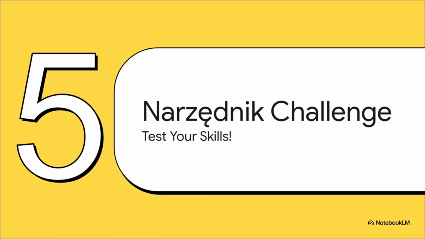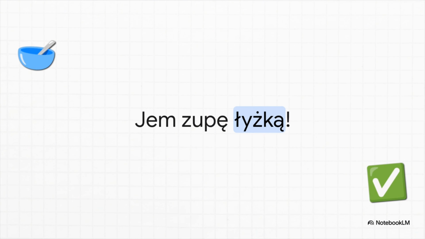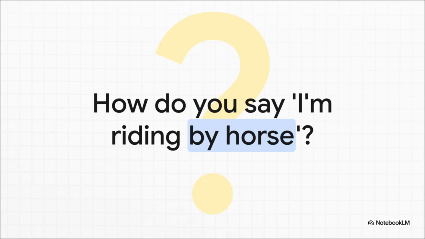It's time to put your new tool to the test with a little narzędnik challenge. Are you ready? Okay, first up, speed round. You're eating soup. Your tool is a spoon. In Polish, that's łyżka. So how do you say it? Go. Yes. Jem zupę łyżką. You got it. That feminine noun łyżka gets that ong ending. Perfect.